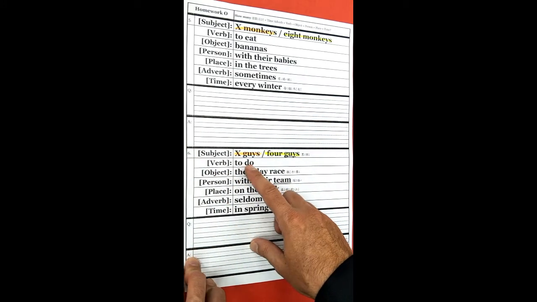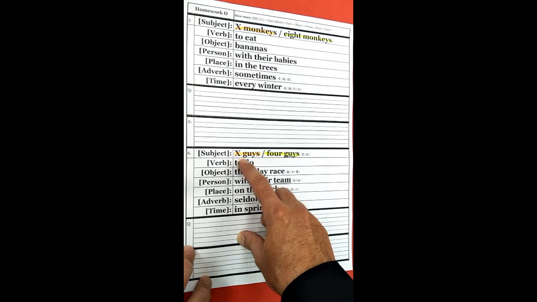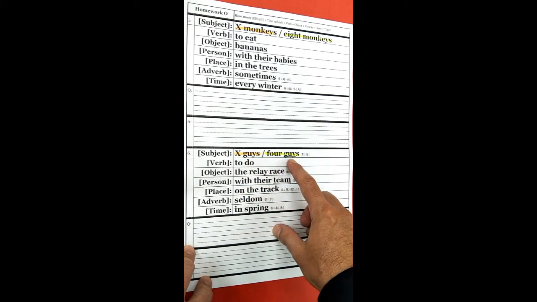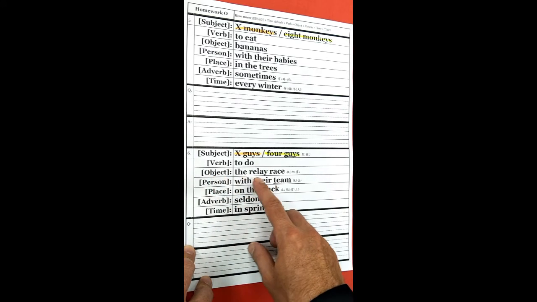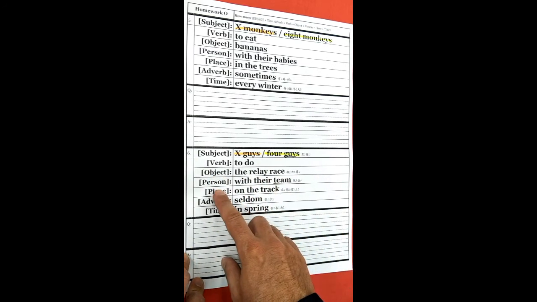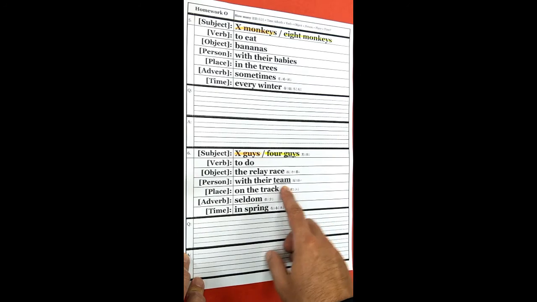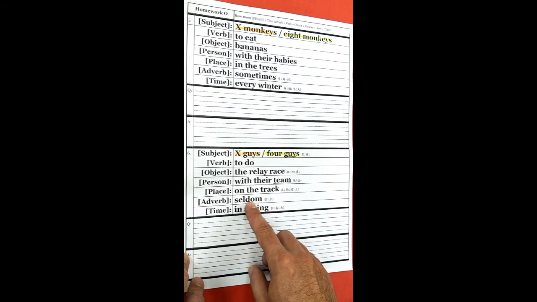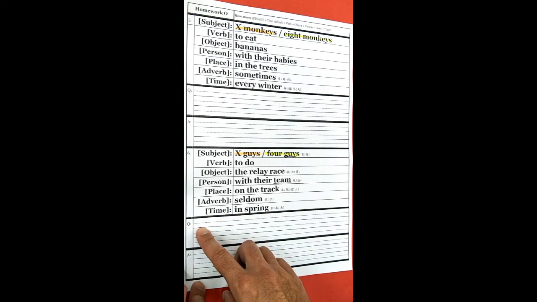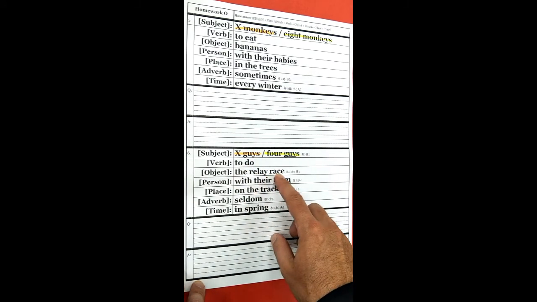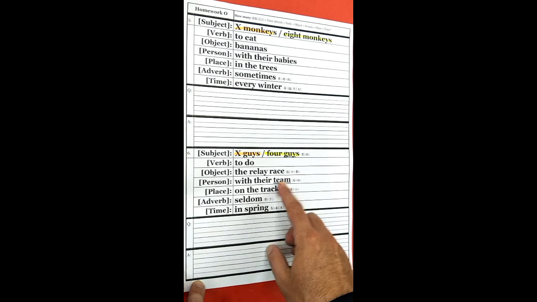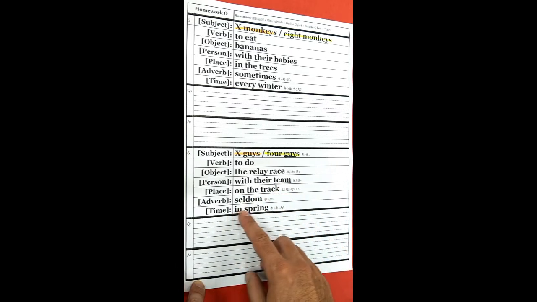Number 6. The subject: guys. 4 guys. Verb: to do. Object: the relay race. Person: with their team. Place: on the track. Adverb: seldom. Time: in spring. How many guys seldom do the relay race with their team on the track in spring?